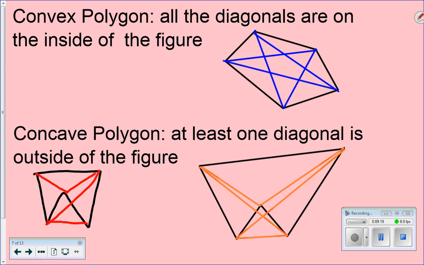So some of the diagonals in a concave polygon are going to be on the outside of the figure. So that's the difference between the two. Convex is all the diagonals can be on the inside, and concave is some of them are possibly on the outside.